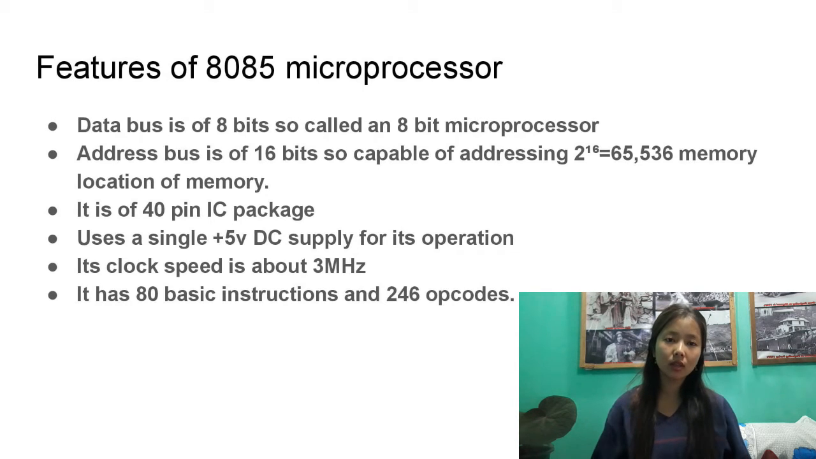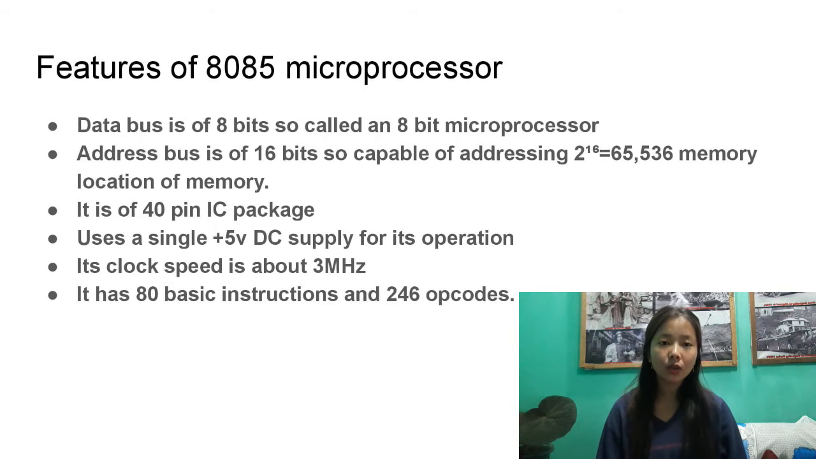The first feature of the 8085 microprocessor is that it is an 8-bit microprocessor. We call it an 8-bit microprocessor because its data bus, or the data size that it can carry at one time, is 8 bits. The address bus is of 16 bits. The address bus size defines how much memory a microprocessor can access.